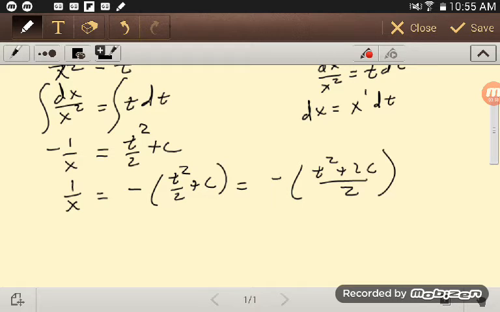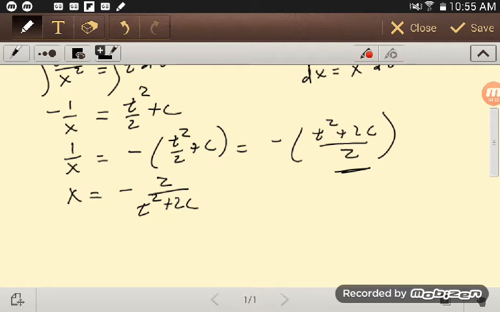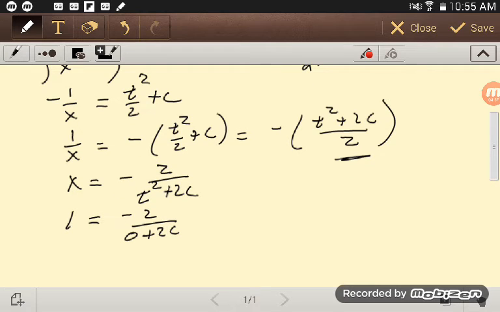Now the reason I do that is simply that to solve for x now, turn everything upside down. I've got 1 over x is this, so the reciprocal of this thing over here is x. So x is equal to minus 2 over t squared plus 2c. Now, if I toss in my initial conditions, x is 1 when t is 0. And so I just get 2c on the bottom, 2's cancel out, multiply both sides by c, I get c equals negative 1.